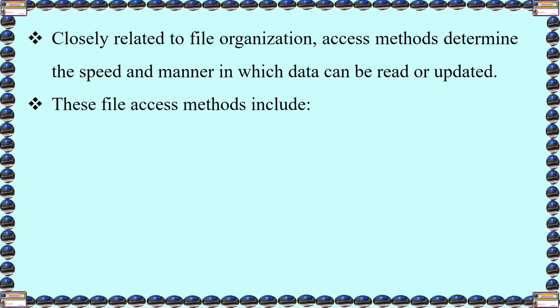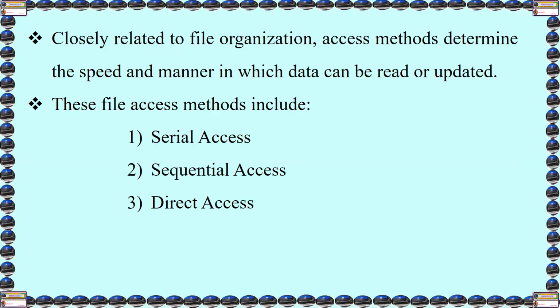These file access methods include the serial access method, sequential access method, direct access method, or what we call the random access method. However, we can split the direct access method and the random access method. What is the difference between direct access method and random access method? Follow me in this presentation and see the difference.